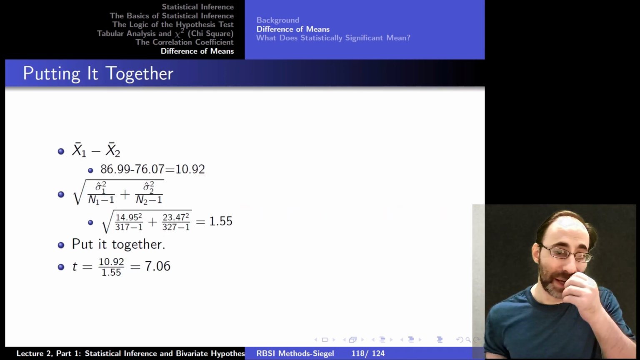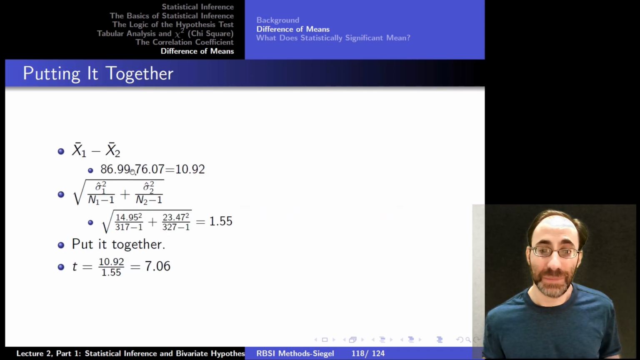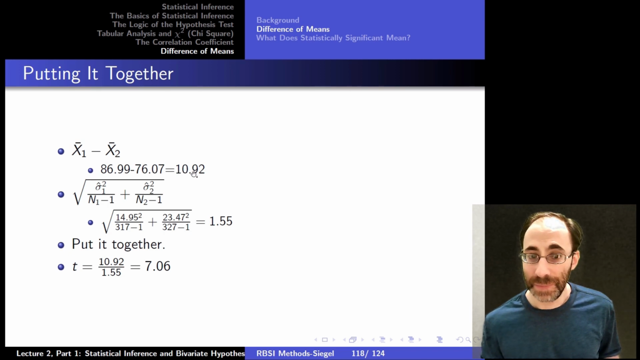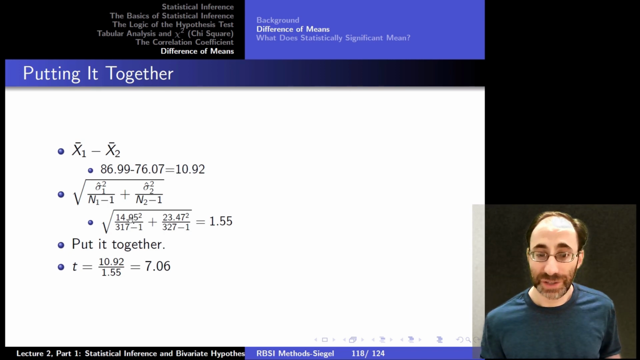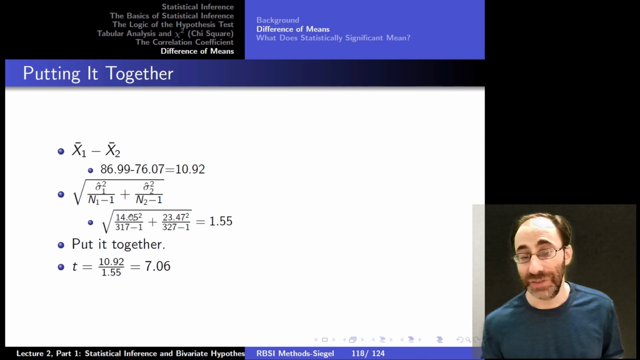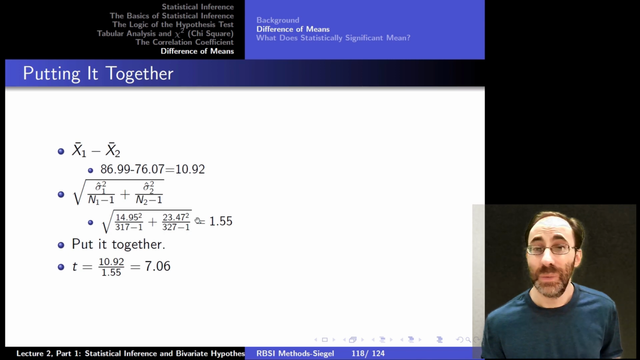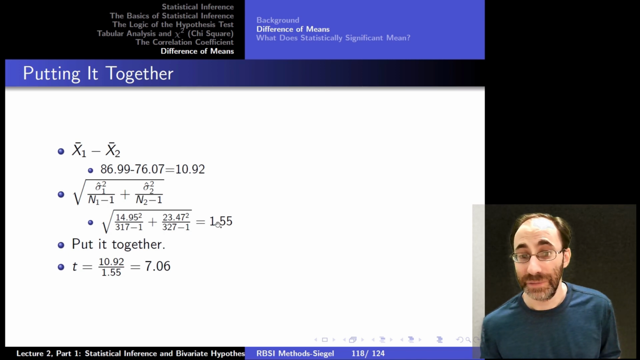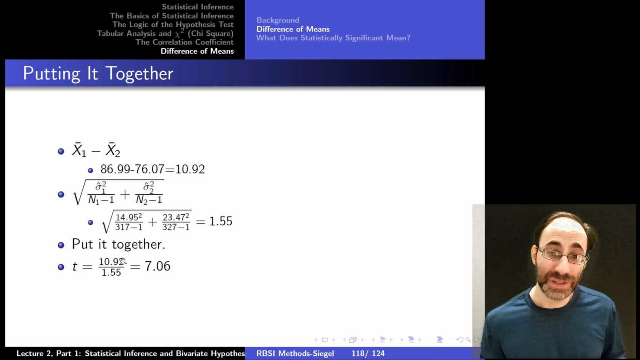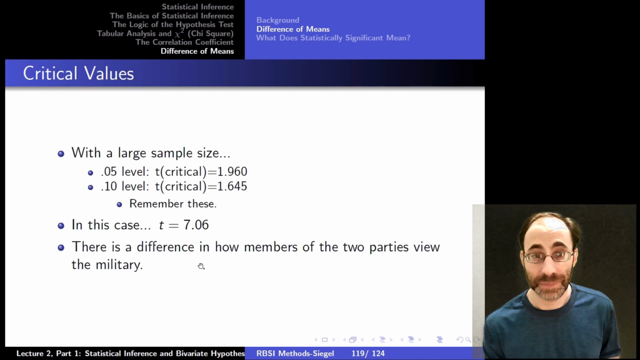Okay, so let's put it together with our data. The difference in means is a little less than 11. We plug in our variances, or in this case our standard deviations, into the pooled estimate for error and the number of data points. We get a pooled estimate of 1.55. We divide the difference in means by that pooled estimate, get about 7 for our statistic.